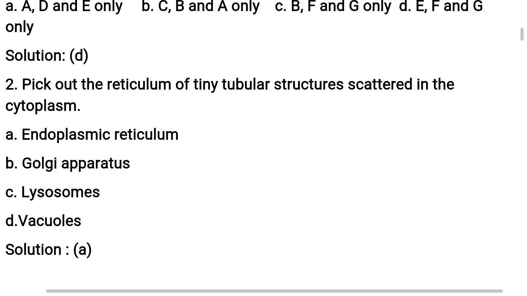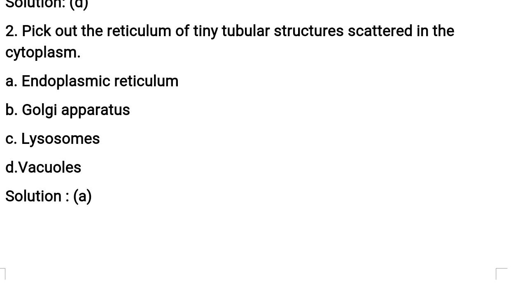Now let us move to the second question. Pick out the reticulum of tiny tubular structures scattered in the cytoplasm. Let's see the options. A. Endoplasmic reticulum. B. Golgi apparatus. C. Lysosomes. D. Vacuoles. So the correct answer for this question is A, endoplasmic reticulum.